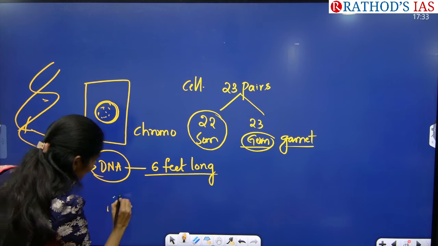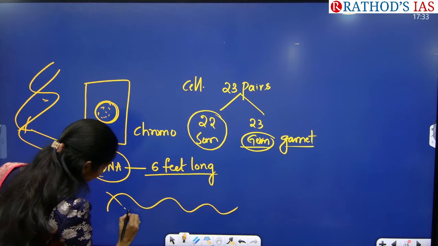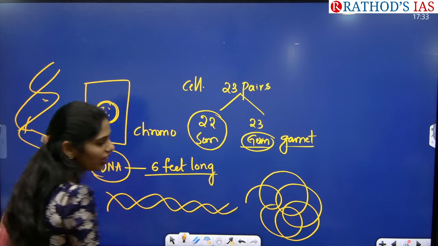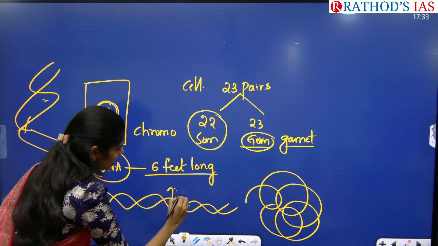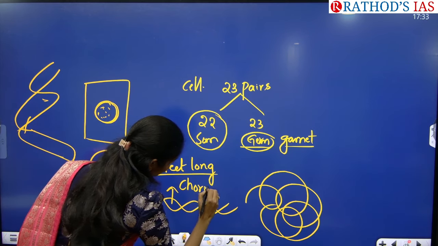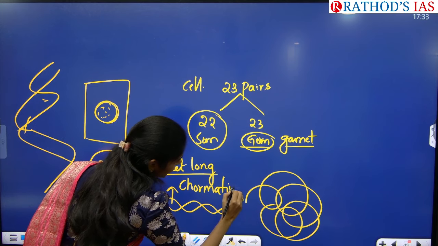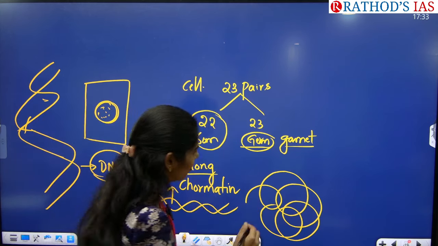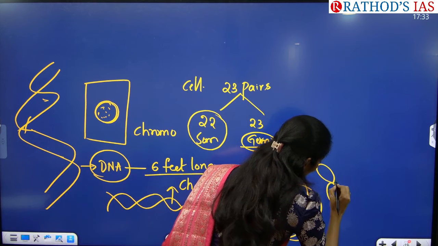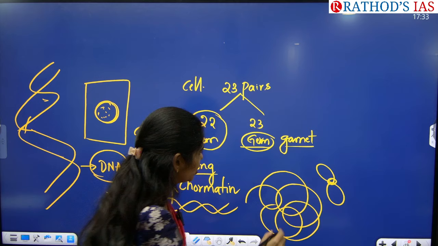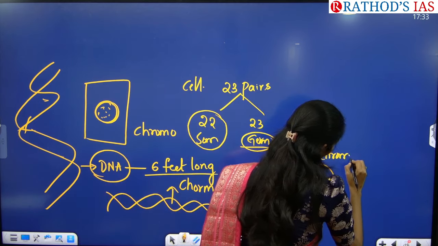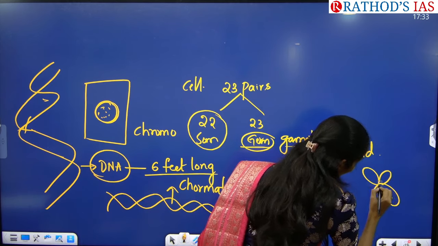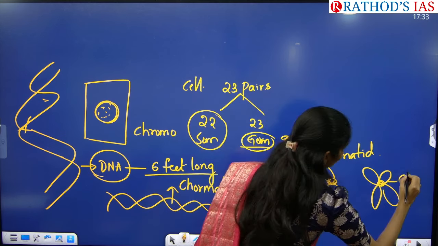So here this DNA, for example, will be in a coiled format. Whenever DNA is in a thread format, it is called chromatin. DNA in a thread form is called chromatin, and DNA in a coiled format, where we are forming an 8 shape, is called a chromatid. And actually 2 chromatids unite and form this chromosome.